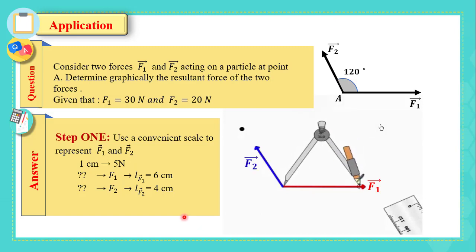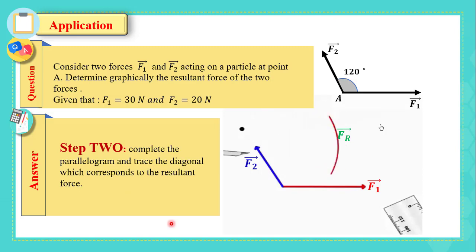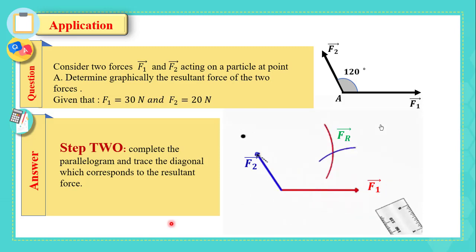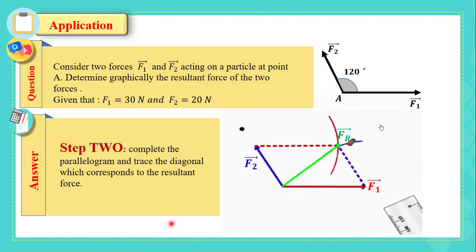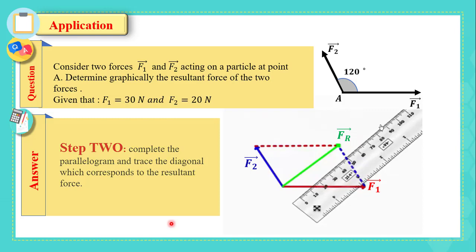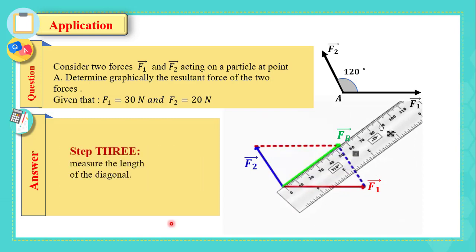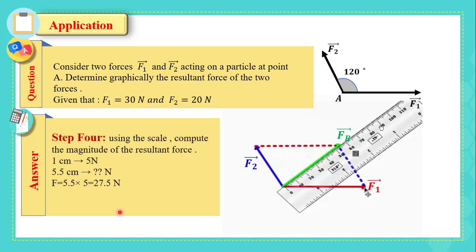Now the second step is to complete the parallelogram and trace the diagonal which corresponds to the resultant force. We will use a compass to complete the parallelogram in this way, and then we represent Fr on the figure. Now, the third step is to measure the length of the diagonal formed by F1 and F2 using a ruler. The length is measured to be 5.5 centimeter. After that, you can compute the magnitude of Fr using the same scale. Each 1 centimeter corresponds to 5 Newton, then 5.5 centimeter corresponds to 27.5 Newton.